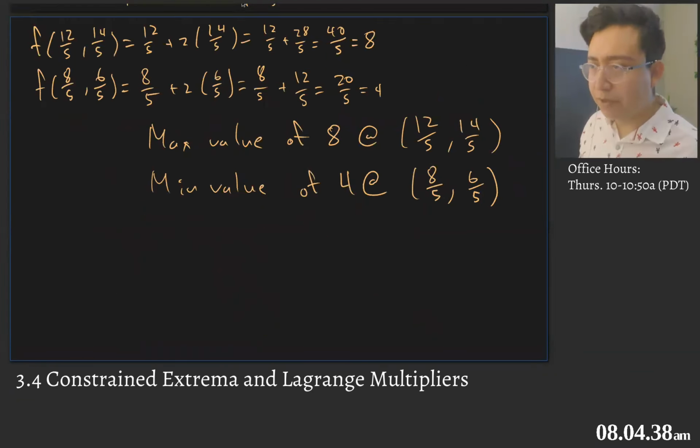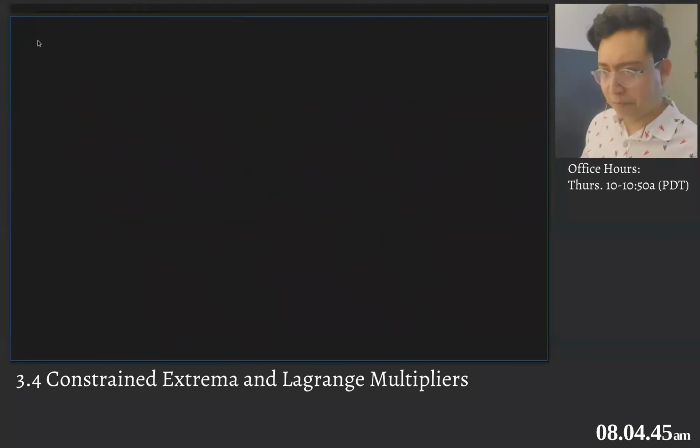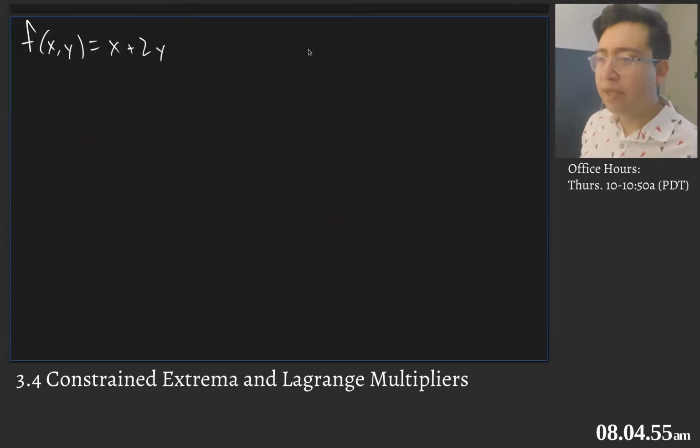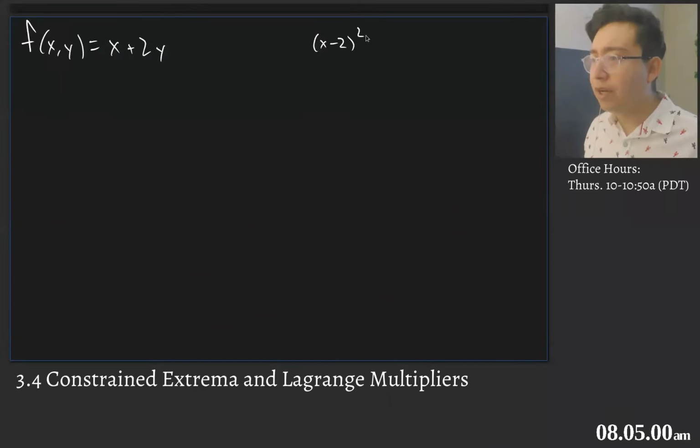Let me give myself a new page. So we have f of x, y equals x plus 2y. And then we have our constraint function, which was x minus 2 squared plus y minus 2 squared equals 1. So geometrically, this here is a circle. So let's draw this picture here.